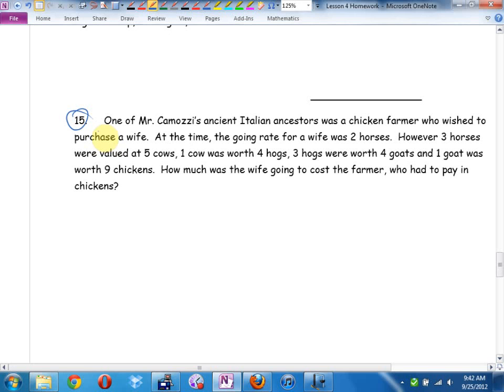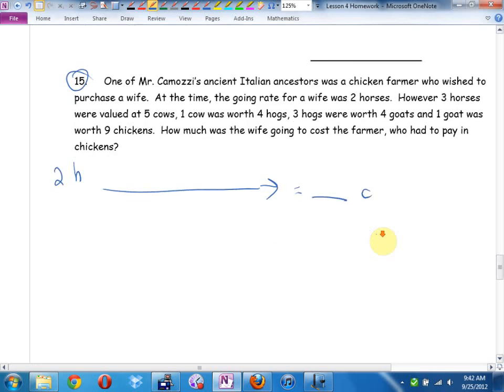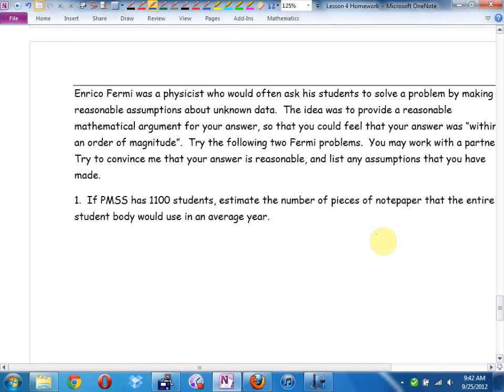In other words, what you really want to do is this. Convert 2 horses. How many chickens? See if you can figure it out by using all those different conversion factors. If not, I'll go over it in class. And then the last thing.